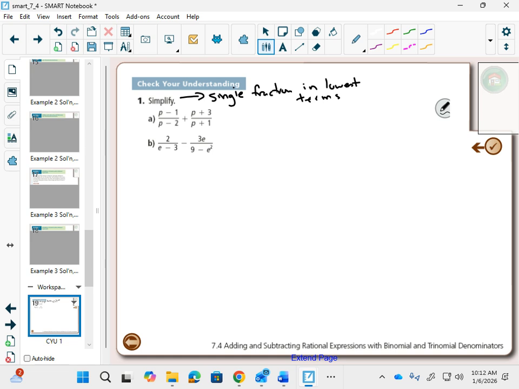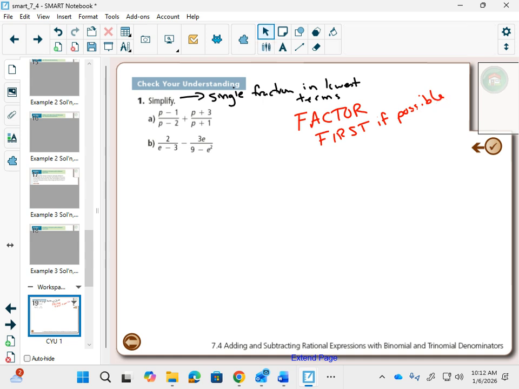We have two fractions right now. We have to know our adding and subtracting fraction rules. And the big thing that 7.4 adds is factoring. So we didn't have to do any factoring in 7.3, but 7.4 is a review of 7.3.